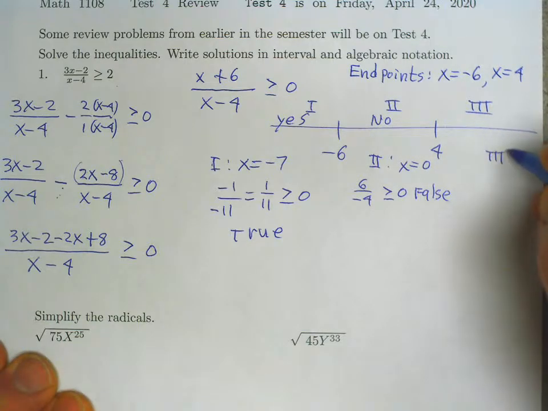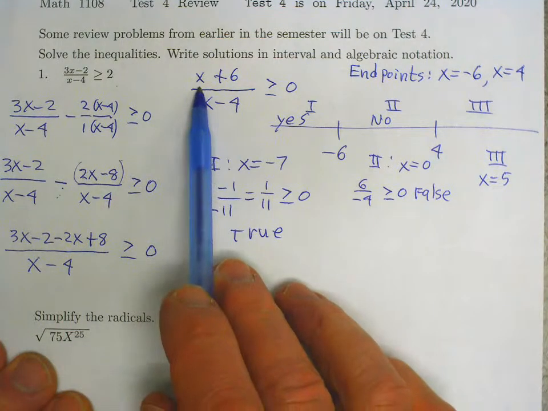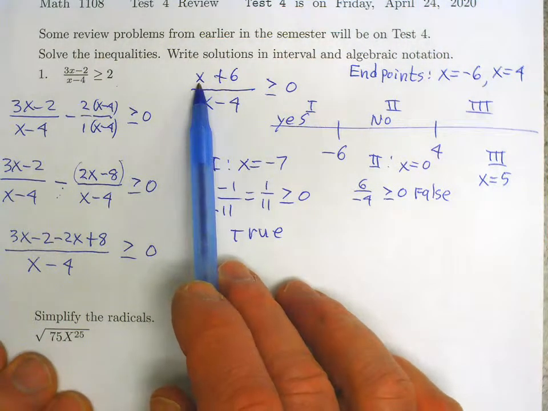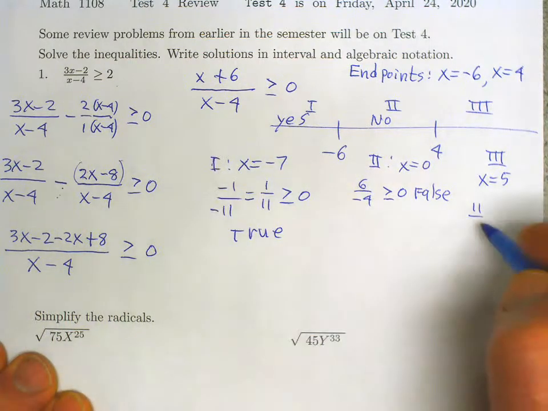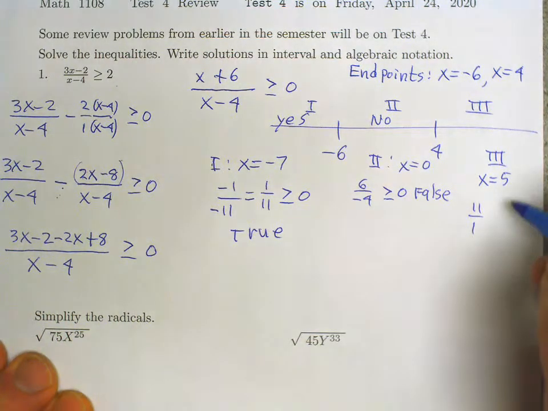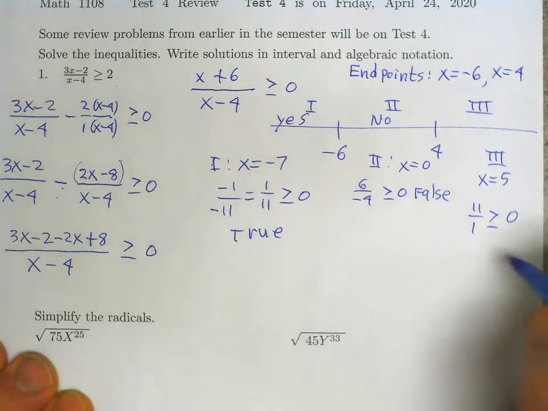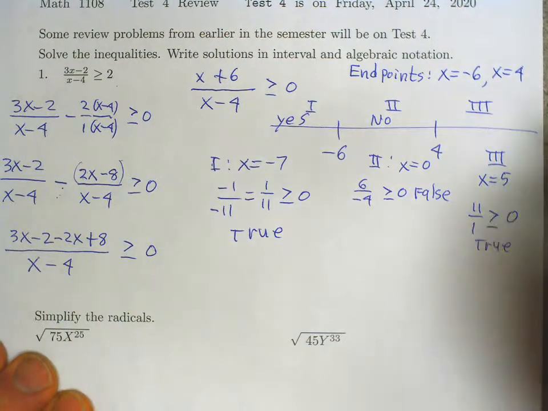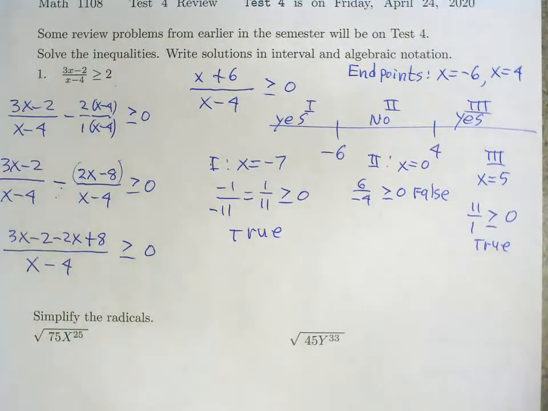And then in the third interval on the right, I'll pick x to be 5. And in the inequality, in the numerator, 5 plus 6 is 11. In the denominator, 5 minus 4 is 1. That's clearly positive. A positive number greater than or equal to 0 is true. So all of the numbers from 4 to infinity are solutions.